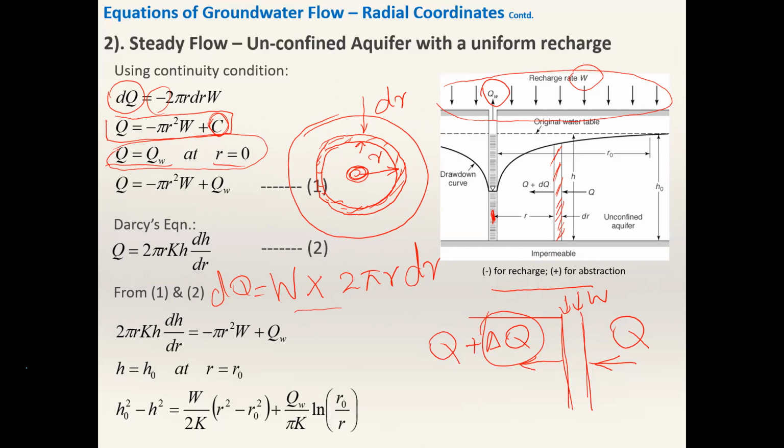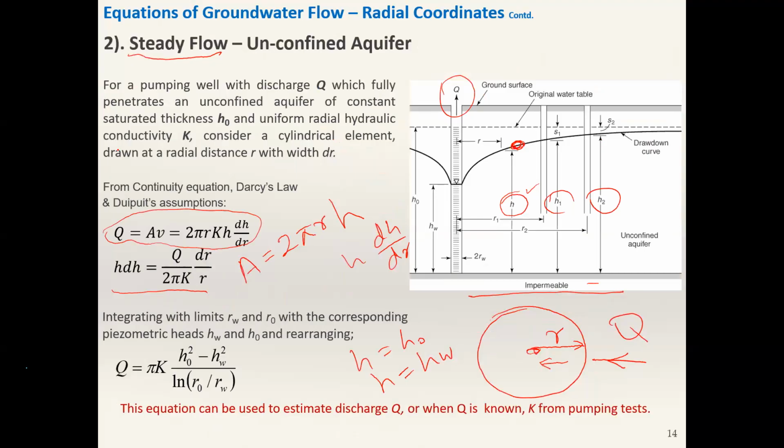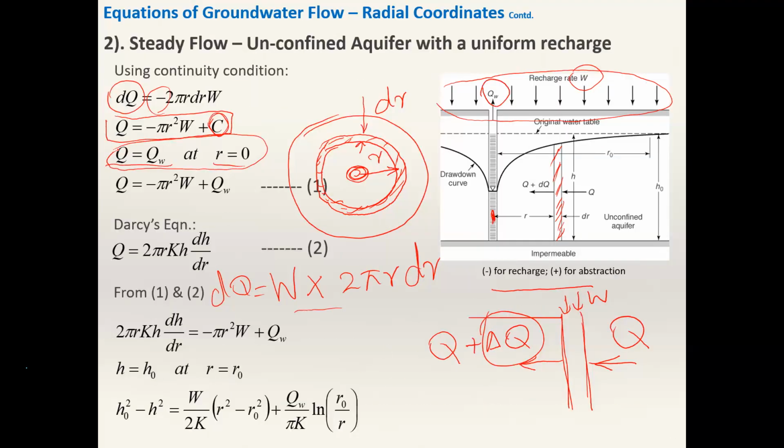Then we need one more equation. What is that equation? Simply we can use the Darcy equation. Similar to the previous case, we use the Darcy equation, the same equation, this one. So now you see, if you consider this equation and this one, we have the Q from both sides. Therefore, the right-hand sides of both equations are the same.